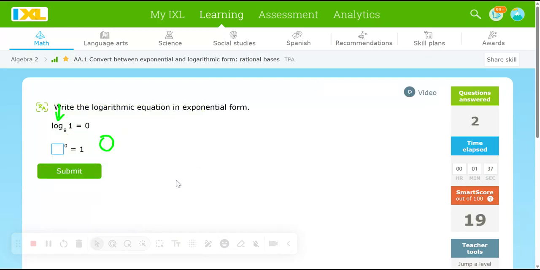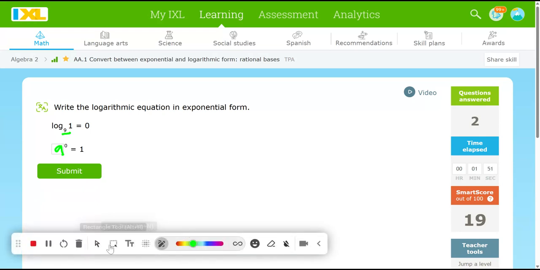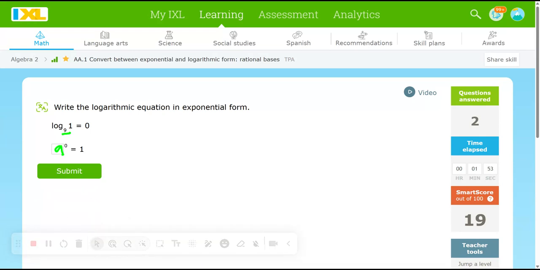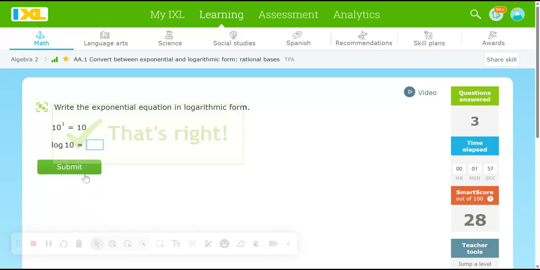Next one over here. The base of this log is number 9. So therefore, the base of your exponential has to be number 9. And it's clearly 9 power 0 is number 1. So I put in number 9 here. I submit. Correct.